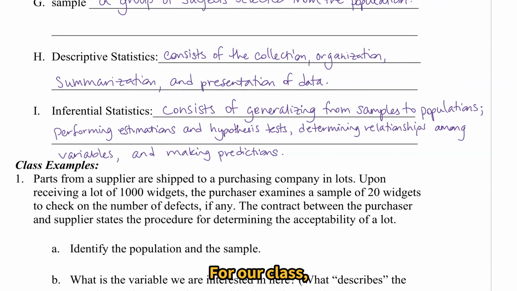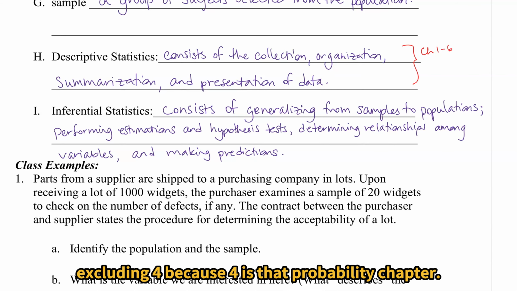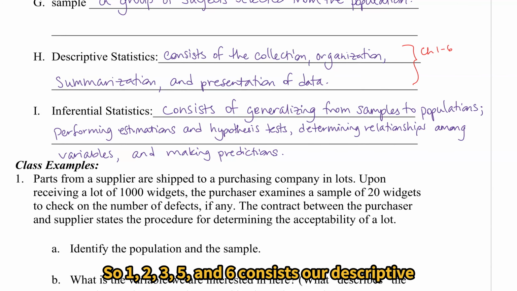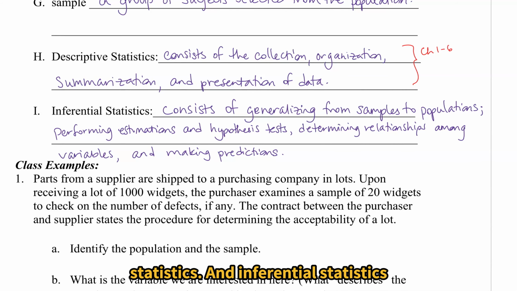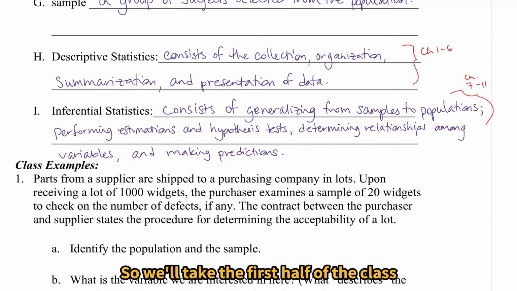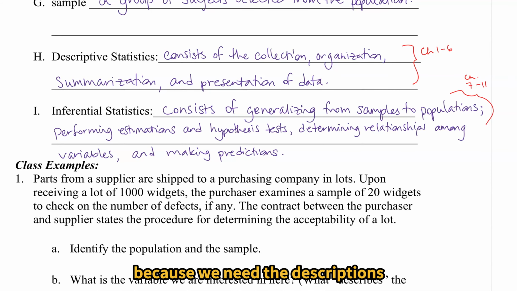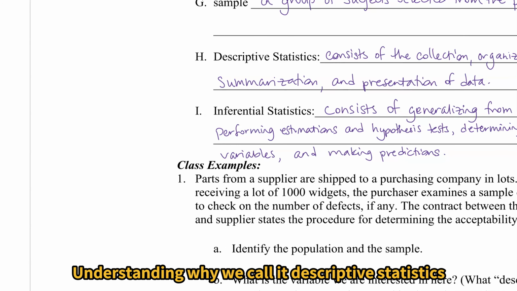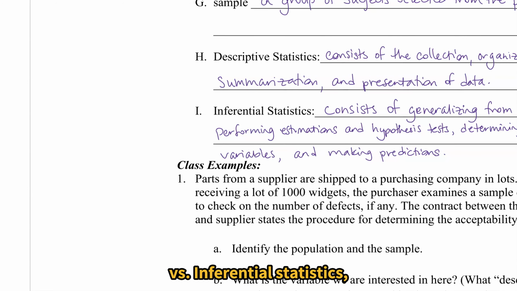For our class, the descriptive statistics sits in chapters 1 through 6, excluding 4 because 4 is that probability chapter. So 1, 2, 3, 5, and 6 consist our descriptive statistics. And the inferential statistics is all in chapters 7 through 11. So we'll take the first half of the class and really work on describing, because we need the descriptions in order to do the inferences. So understanding why we call it descriptive statistics versus inferential statistics.